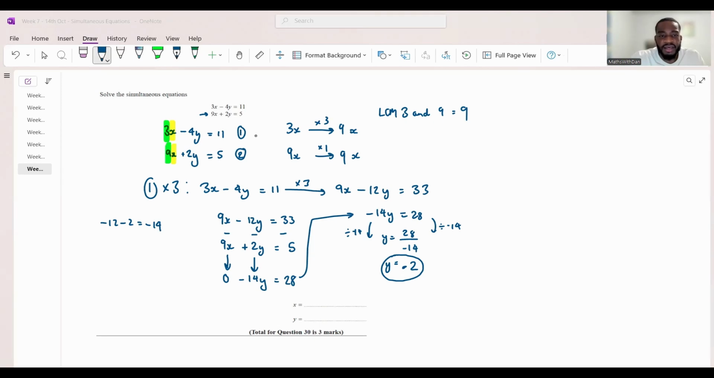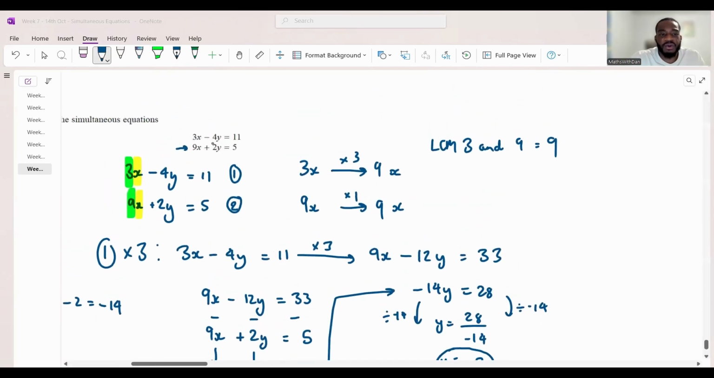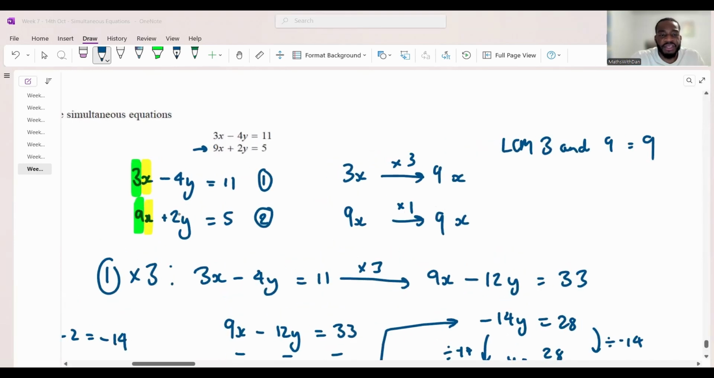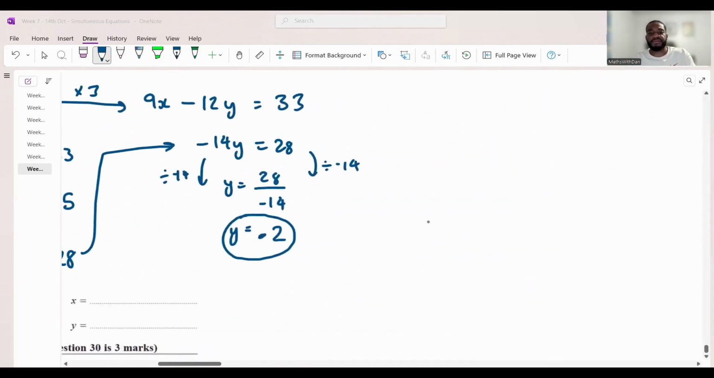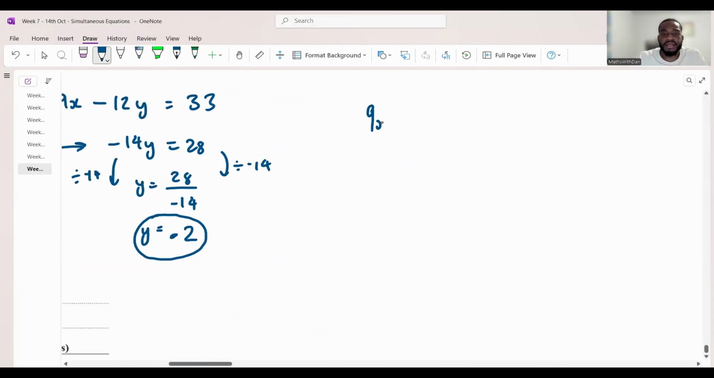So now we've got that. We can now substitute that into either one of the original equations, which is one of these ones. Doesn't matter which one you choose. I'll choose the bottom one. 9x plus 2y is equal to 5. We know that y is equal to minus 2.